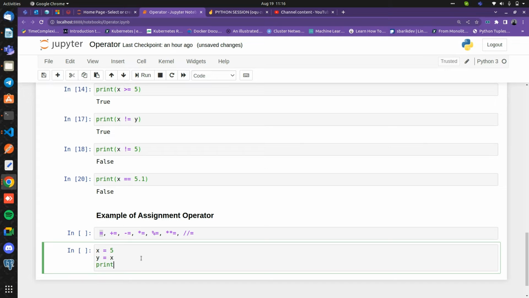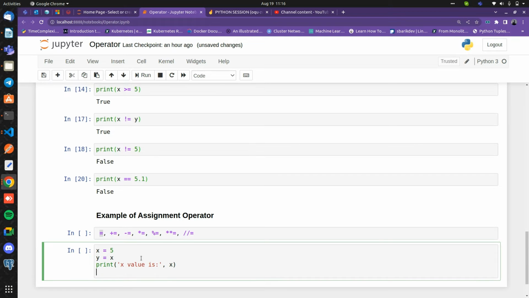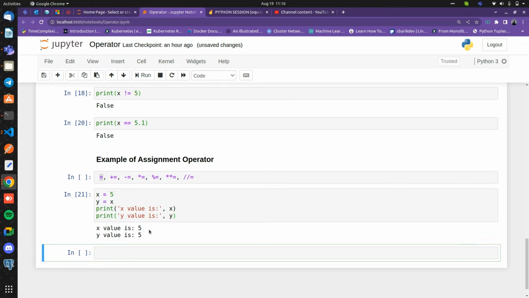If I print the x value and the y value, it will give me the x value is 5 and the y value is also 5. As you can see, x value is 5 and y value is 5, because the x value is assigned to y, and x has the value 5. So this equal to is called an assignment operator.